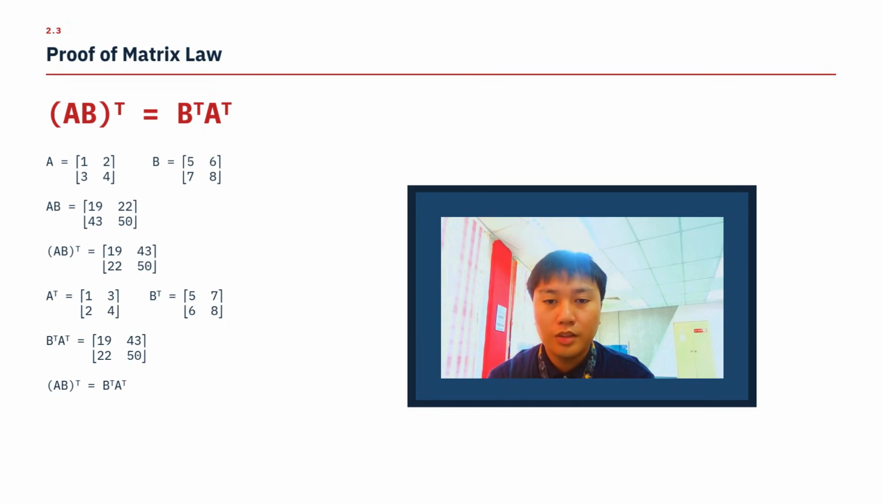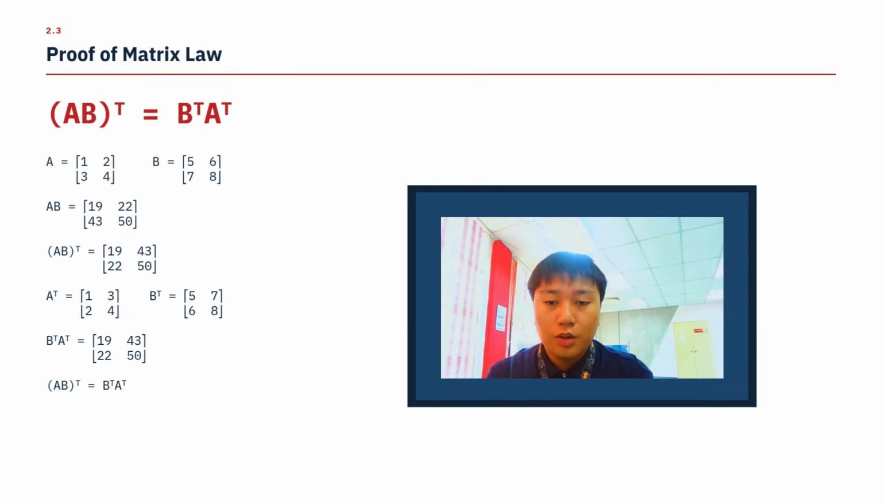First, we have matrices A and B. When we multiply A and B, we get AB equals 19, 22, 43, 50. Then we take the transpose of AB, which means we change the rows into columns. So we get (AB) transpose: 19, 43, 22, 50. Next, we transpose A and B separately. We get A transpose and B transpose.